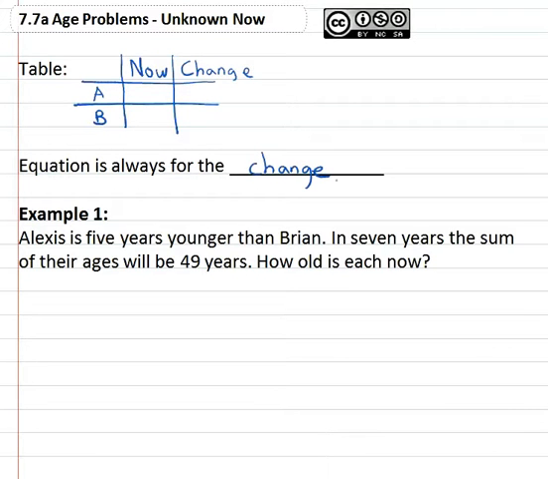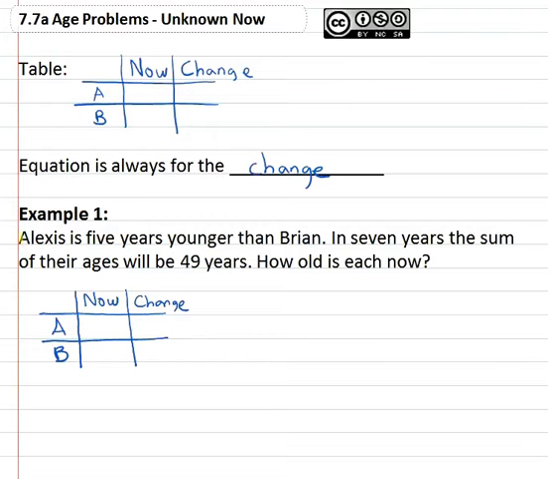So for this first example, we're told that Alexis is 5 years younger than Brian. In 7 years, the sum of their ages will be 49. How old is each now? Let's break this up into the pieces we're working with. Well, with our table. So here's my table. We'll use A and B for Alexis and Brian. What's happening now and the change?